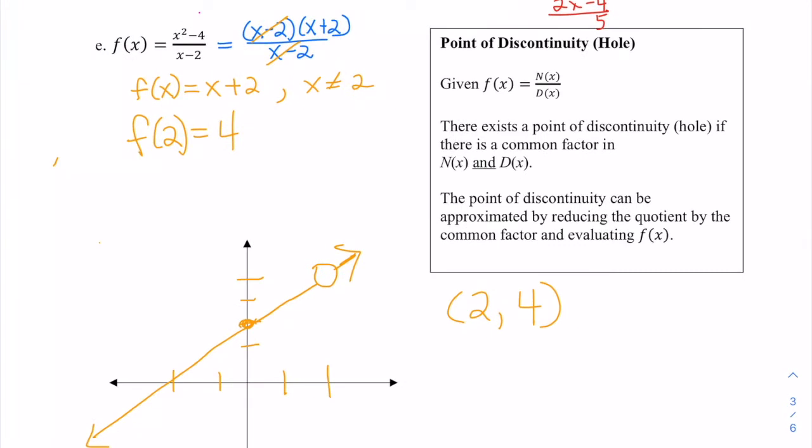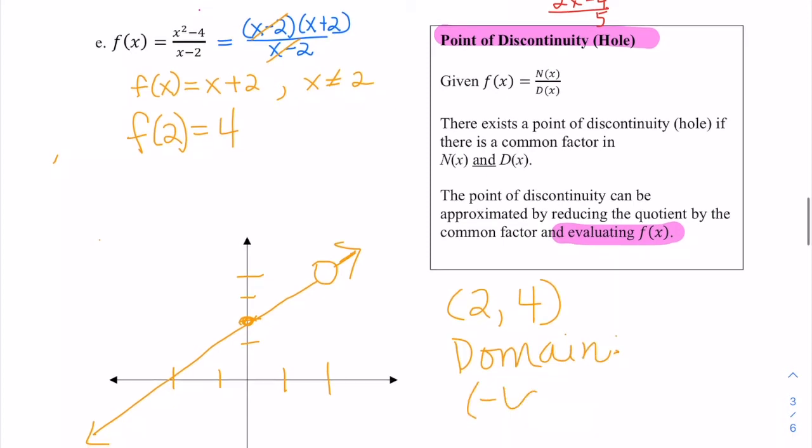We know that that's going to be a restriction on the domain. To approximate it, we just plugged it in. So we just evaluated f of x for that point of discontinuity, or hole. So that's going to dictate the domain. So the domain will be negative infinity to 2, and then 2 to infinity, not including 2.